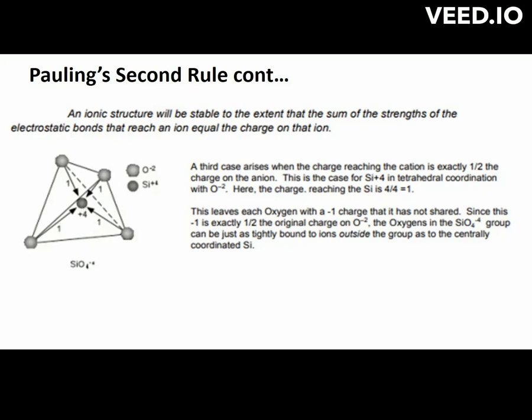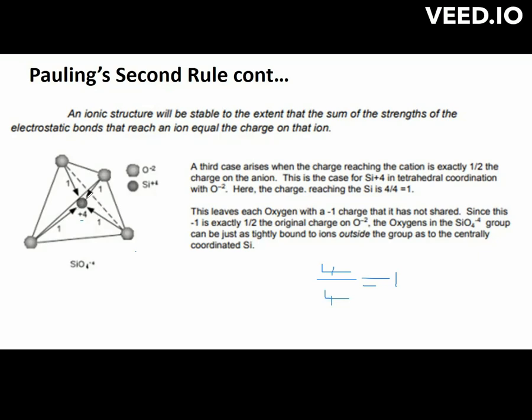But how did we come about this one? We know that this is +4, and the coordination number is 1, 2, 3, 4. So 4 divided by 4 is equal to 1. It means the bond strength, or the charge approaching the positive cation, is 1, which is why we say 1, 1, 1, 1. If we combine all these, they must give you 4.